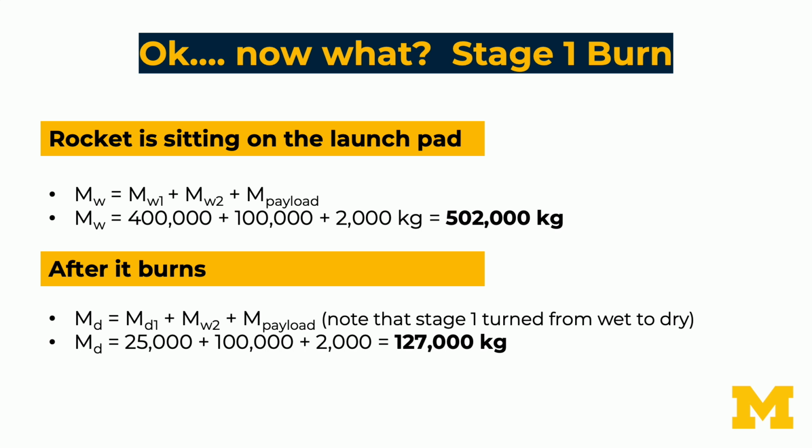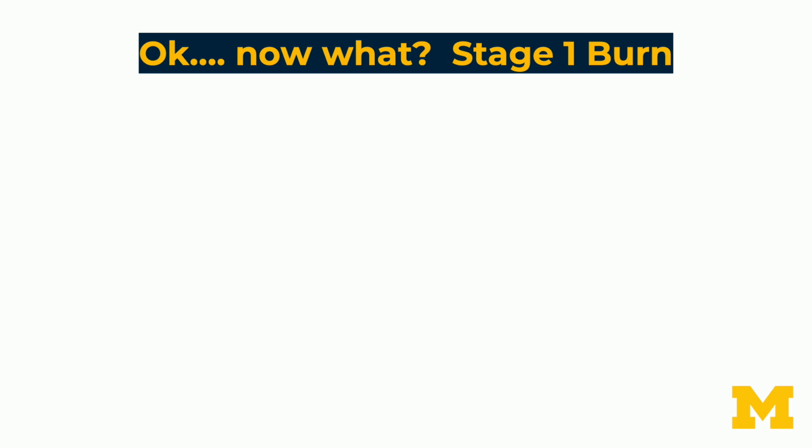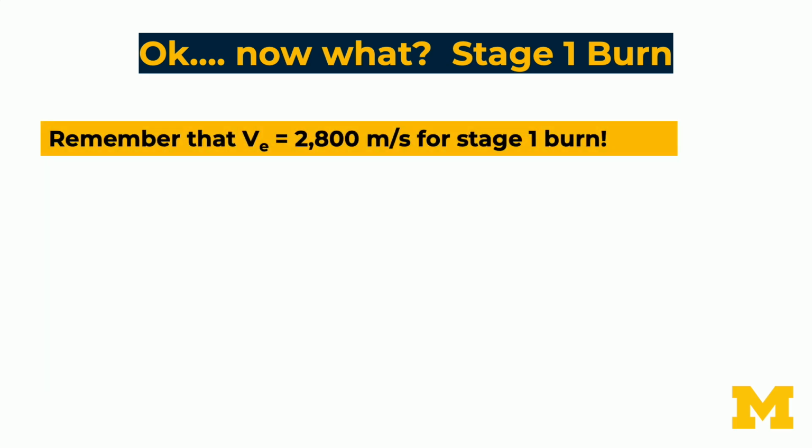So all we're doing is taking the wet mass of the first stage and turning it into the dry mass of the first stage. Then we come up with a total mass of 127,000 kilograms. Now we have that, we can actually do the rocket equation. We have to remember that the exhaust velocity for the first stage is 2,800 meters per second. So when we do that math, delta V is equal to the exhaust velocity times the natural log of the wet mass divided by the dry mass.